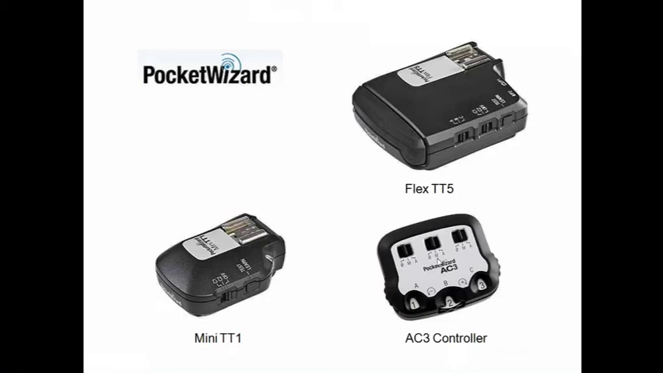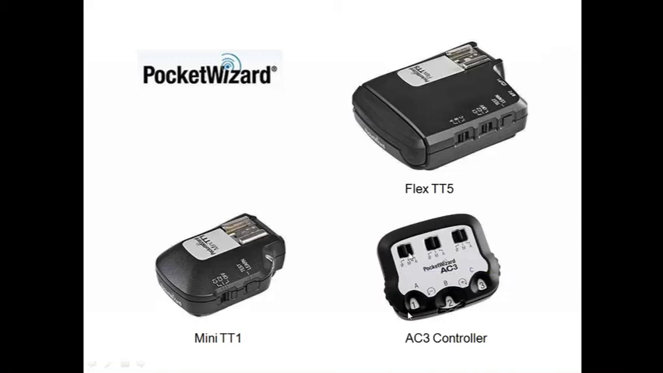So if you remember the guy that was standing on the beach with the umbrella on the monopod, and he was showing the gal how big the wave was, I had that with my SB 800 pointing into the umbrella, and I had this Mini and this AC3 controller on top of my camera. So from my camera, I could switch it from M, which is the manual mode, to A, which is the TTL mode, or I could have turned it off instantaneously.